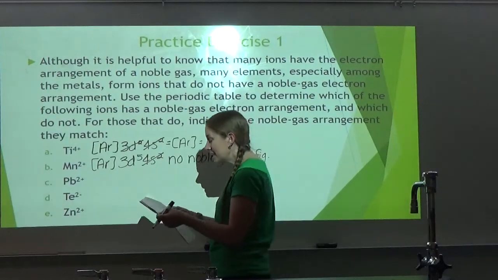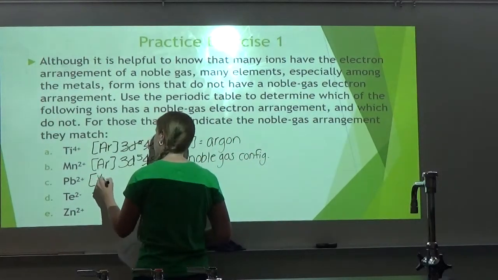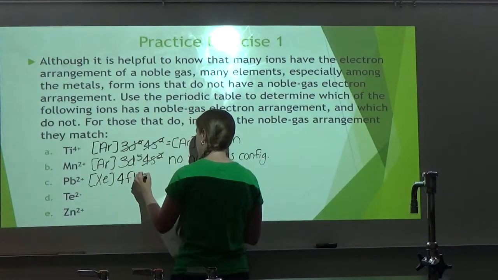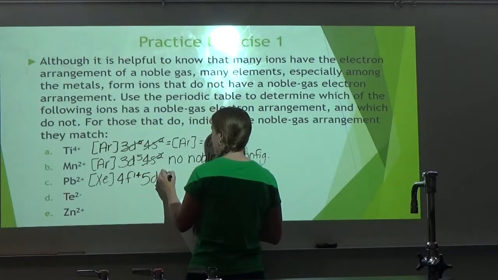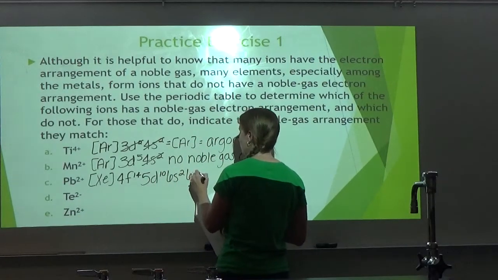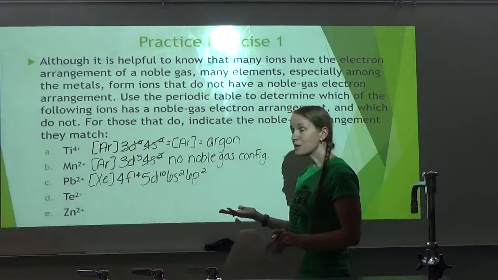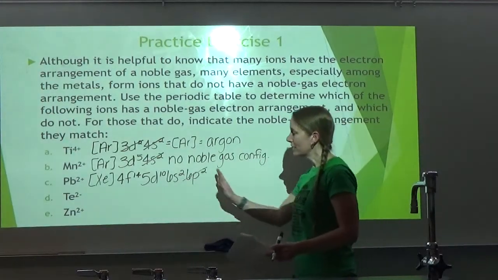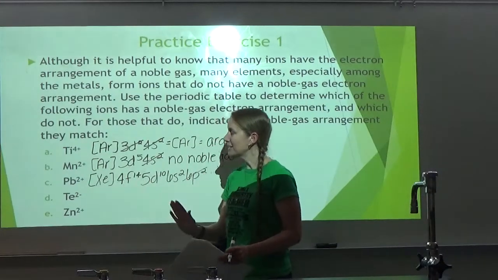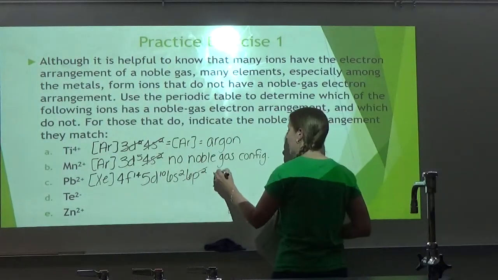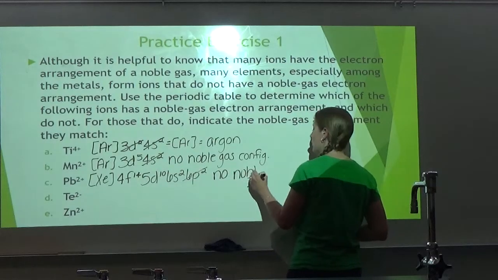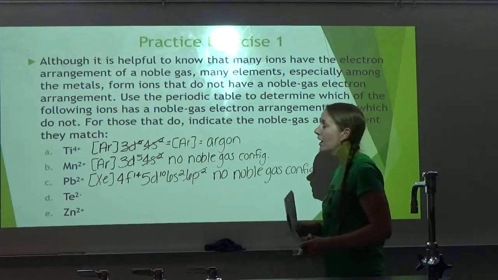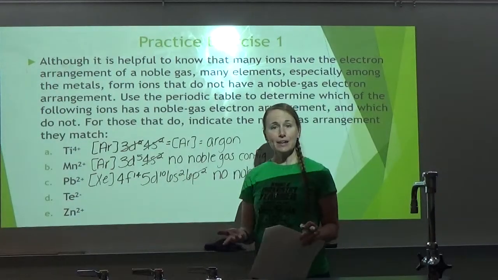Alright, so lead, its noble gas that comes before it is xenon, and it's going to end with 4f14, 5d10, 6s2, 6p2. So lead has a +2 charge, so I'm going to lose those last 2 electrons. Because it doesn't cut all the way back to xenon, it also does not have a noble gas configuration. So no noble gas configuration for this one. Alright, next we have tellurium with a -2 charge.